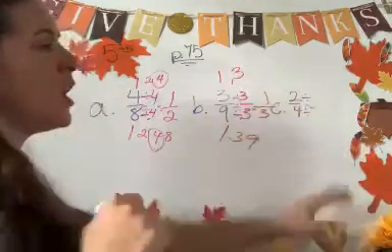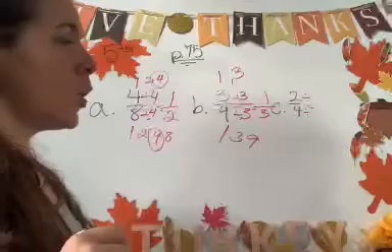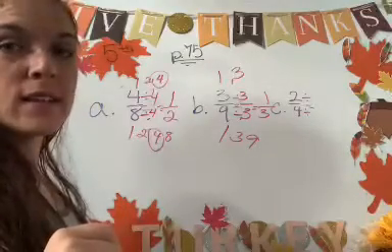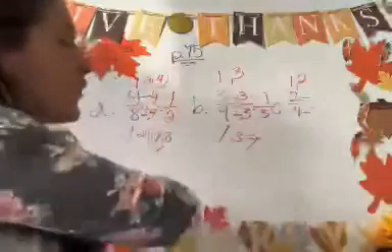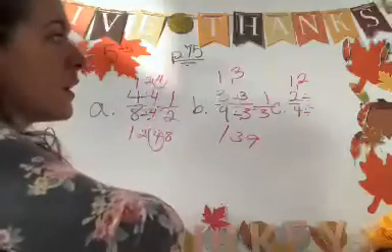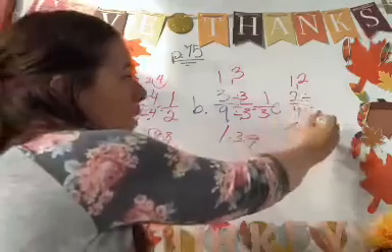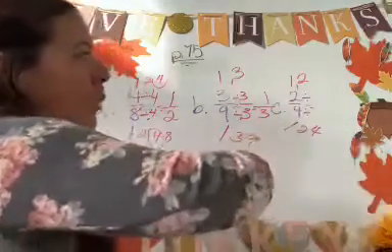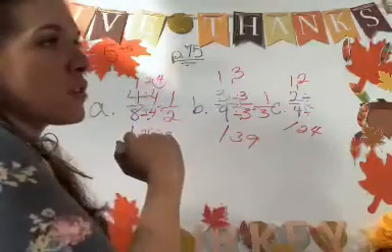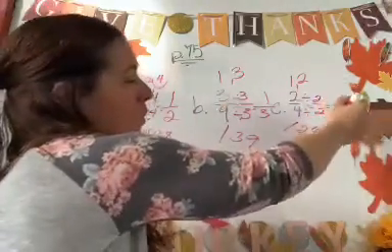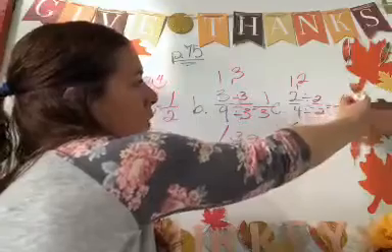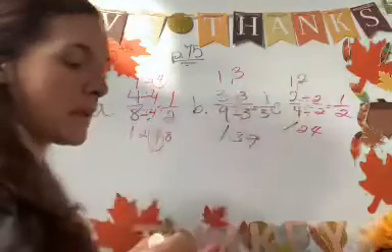Excellent job. Look up here. What are the factors of 2, Andres? 1 and 2. What are the factors of 4, Safir? 1, 4, and 2. Good job. What is our greatest common factor, Emiliana? 2. So, Emiliana, what is my new fraction? 1 over 2. Bada bing, bada boom.